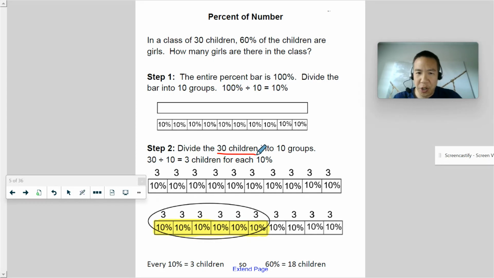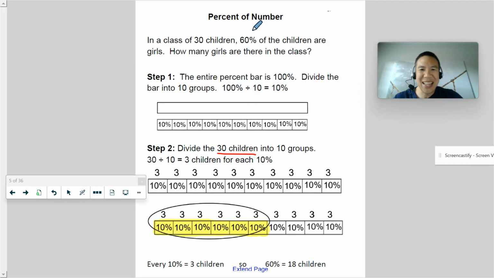Now I have 30 children. I need to put an equal number of children in each 10% bar. So how many children will go into each 10% bar? Let's count. How many 10% bars are there? 10 of them. 30 children divided by 10 equals 3 children for each 10%. And from there, you can answer any question that you are given. So 10% equals 3 children. 20%, 10, 10, is 6 children. 30%, 10%, 10%, 10% is 9 children.